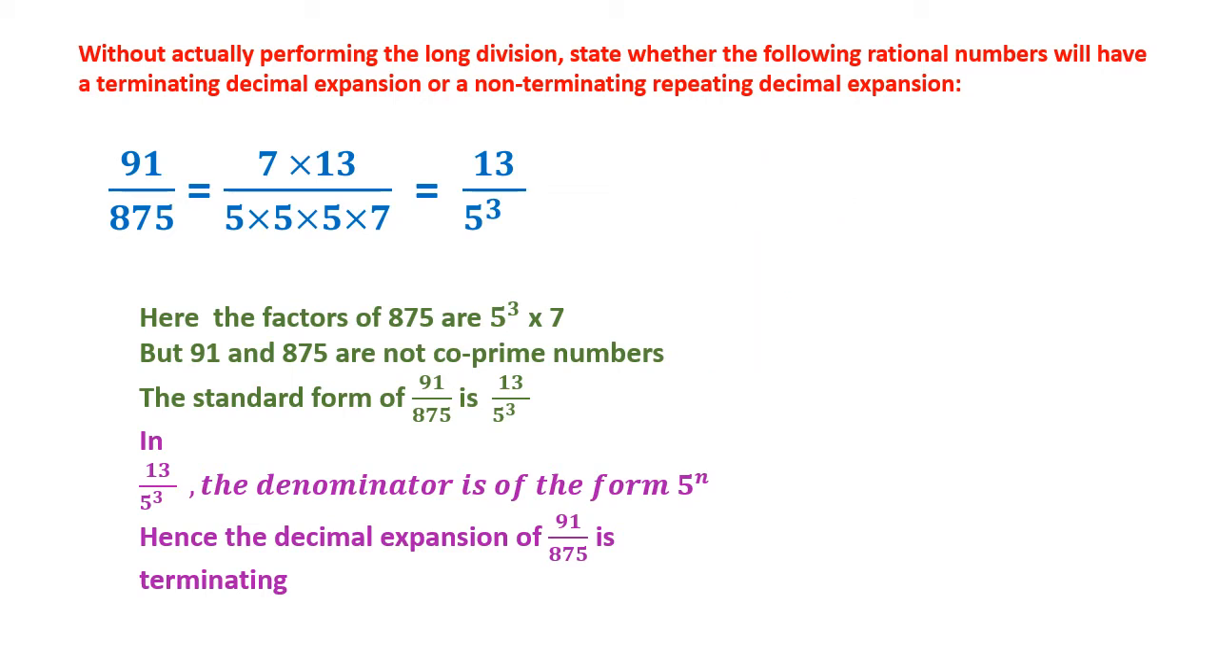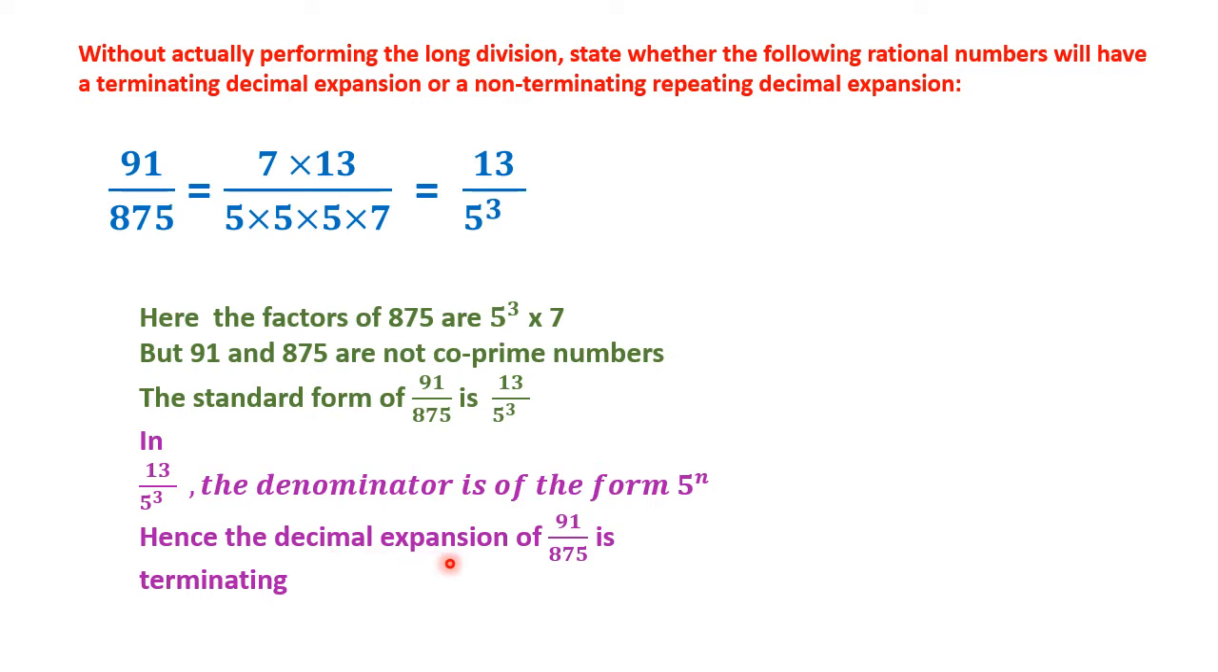Now let's move further. So on converting this into standard form, we get 13 upon 5 cube. Here the denominator in the standard form is having 5 cube, whereas when it was not in the standard form, it was having 5 cubed into 7. Now once it is converted into the standard form, we see that as the denominator is 5 cubed, it is of the form 5 power n.